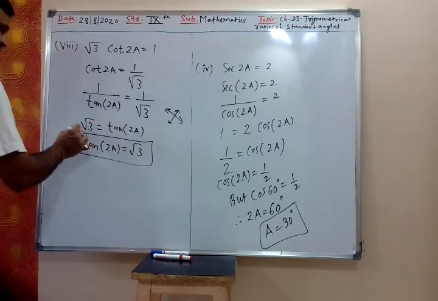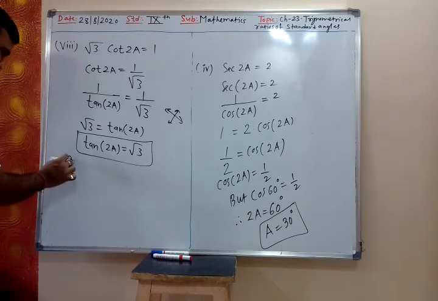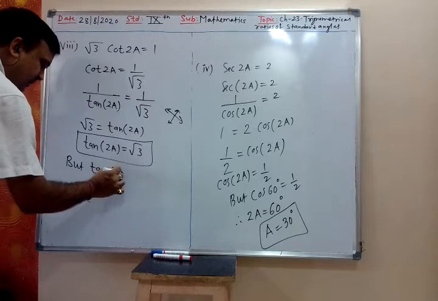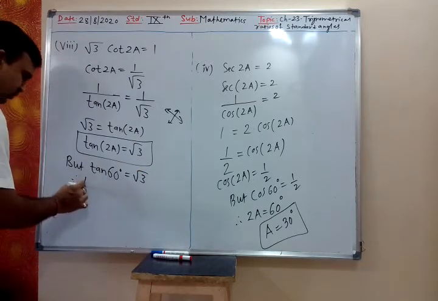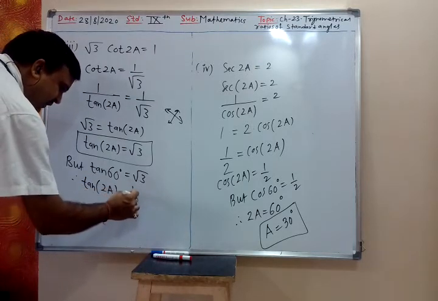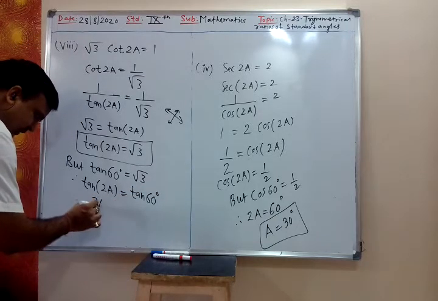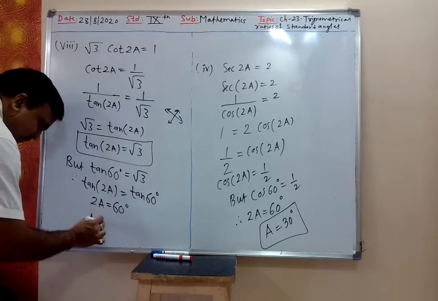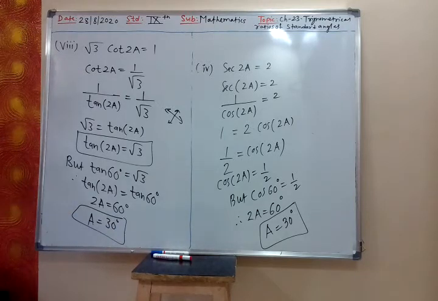But tan of which angle is root 3? See the table, 60 degree. Are you getting? But tan 60 degree is root 3. So you will get tan 2a is equal to tan 60 degree. So that will give you 2a is equal to 60 degree and a is equal to 30 degree.